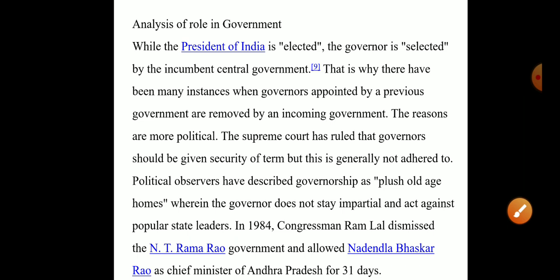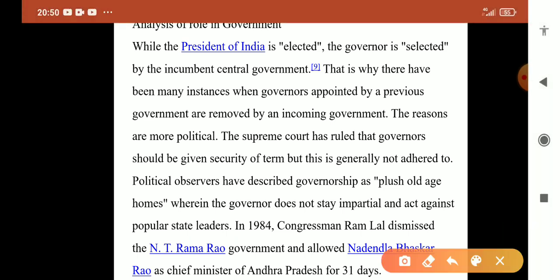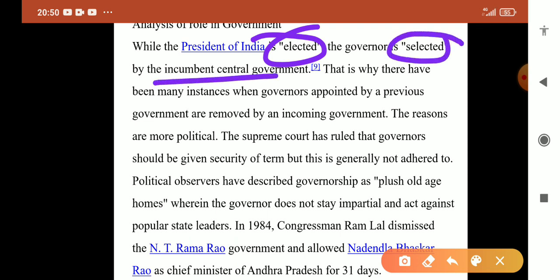Then analysis of the role of the government. While the president of India is elected, the governor is selected basically. So यहाँ पे दो बात का ध्यान रखना. प्रेसिडेंट क्या होता है? इलेक्ट होता है, जिसमें इलेक्टेड मेंबर ऑफ पार्लियामेंट एंड लेजिस्लेटिव असेंबली वोट डालते हैं, पर गवर्नर सेलेक्ट होते हैं बाय द इनकम्बेंट सेंट्रल गवर्नमेंट. जो भी सेंट्रल गवर्नमेंट होती है वही सेलेक्ट करती है.